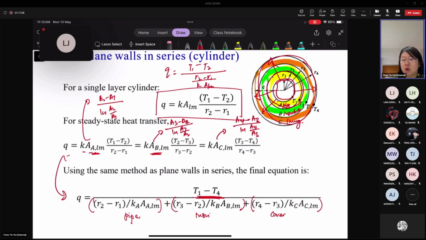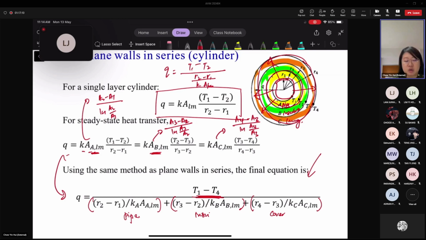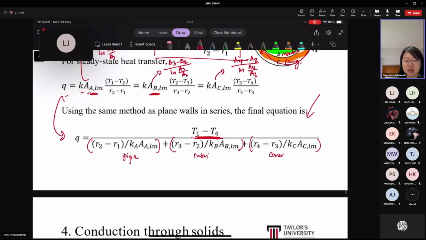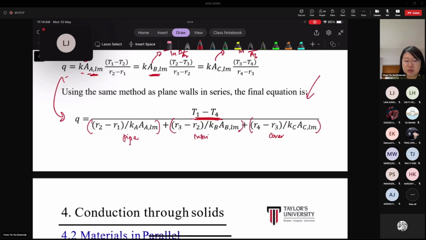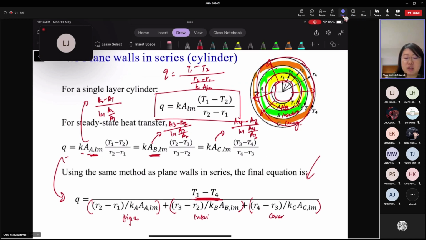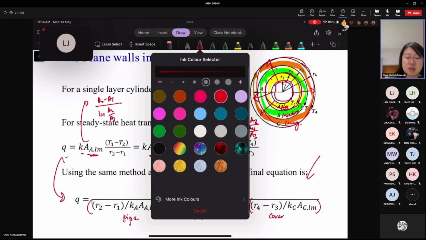We'll try one example during the tutorial session using this new equation, which you need to practice. Before I proceed to the next part, any question, anyone? For heat transfer in series, is there any question?